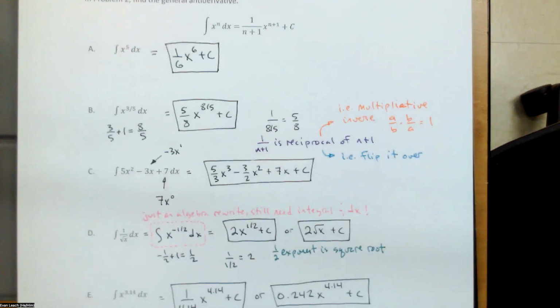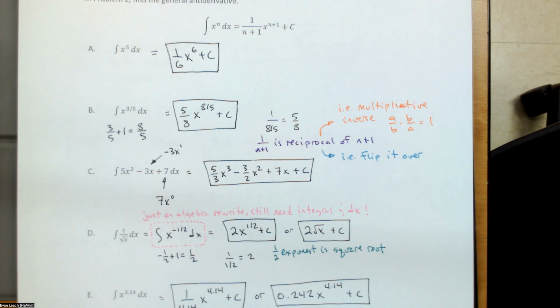In 1 over the square root of x, I rewrote that as x to the -1/2. This was just an algebraic rewrite. That's not doing any calculus stuff. That's just how we are reading 1 over the square root of x. That's why I still have an integral and still have a dx. We haven't done the calculus thing yet.